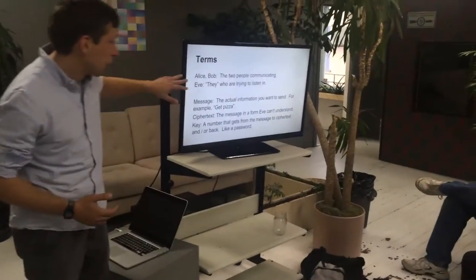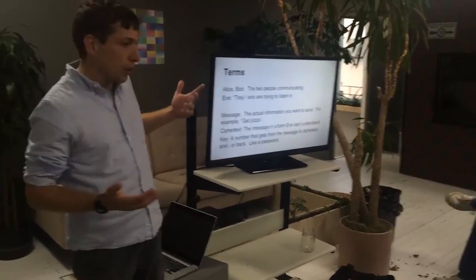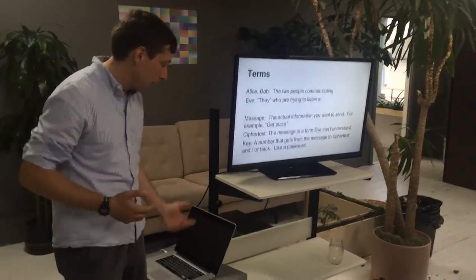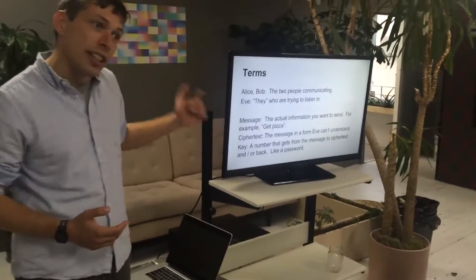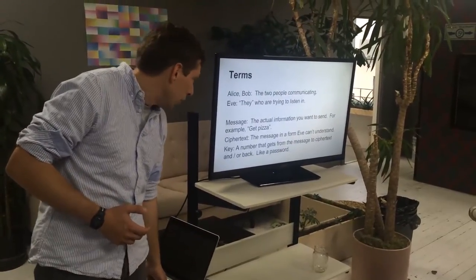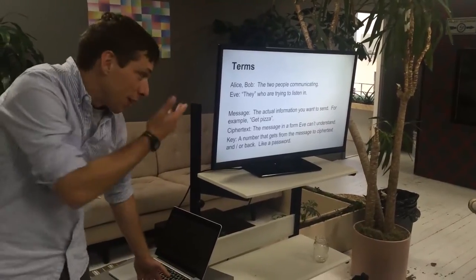Okay, so there are some terms. I don't actually use them too much here, but Alice and Bob are the prototypical cryptography people, and Alice is trying to talk to Bob, and vice versa. Eve is the one listening in. So we found out how many Eves there are and where they work and jet off to Hawaii and stuff. Eavesdropping, yeah, that's where it comes from.